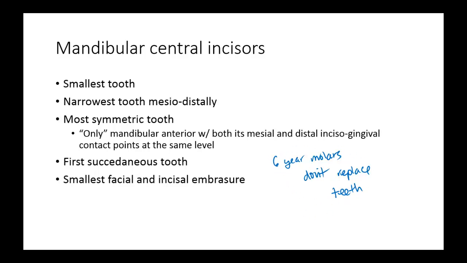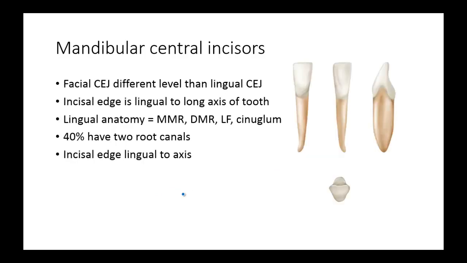And then it's going to have the smallest facial embrasure out of all the teeth in your mouth, and it has the smallest incisal embrasure too, if you remember. So as you can see, it's super symmetrical. The mesial incisal angle and the distal incisal angle are pretty much going to be 90 degrees, but the distal is still going to be slightly more rounded, just a smudge.